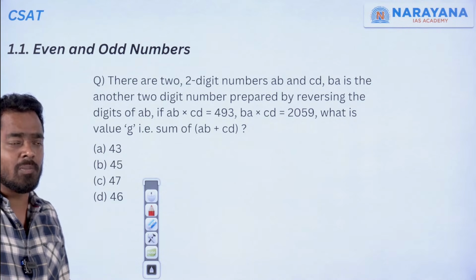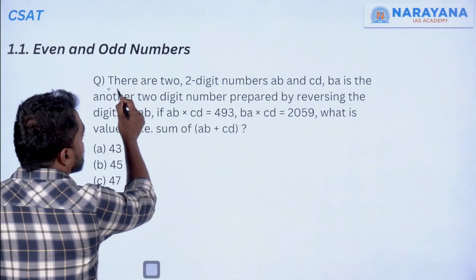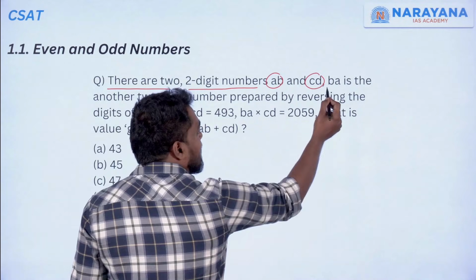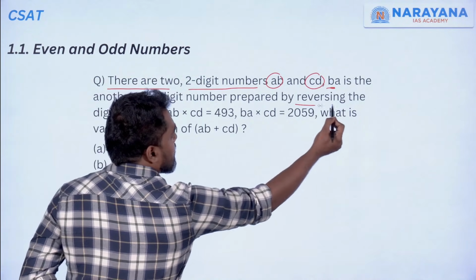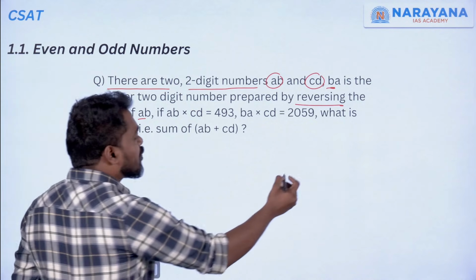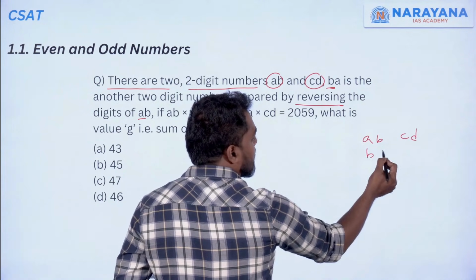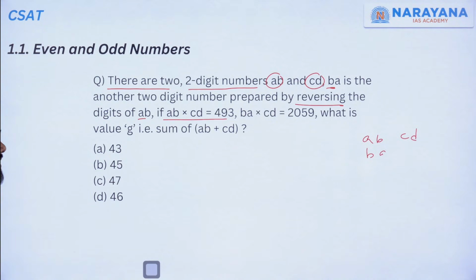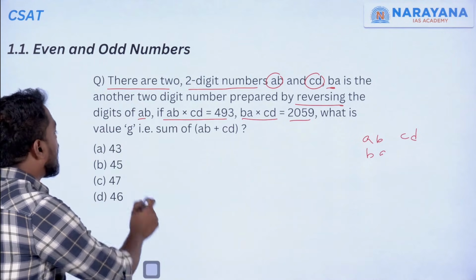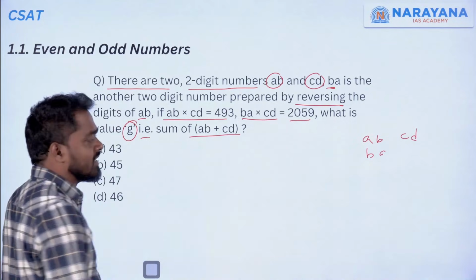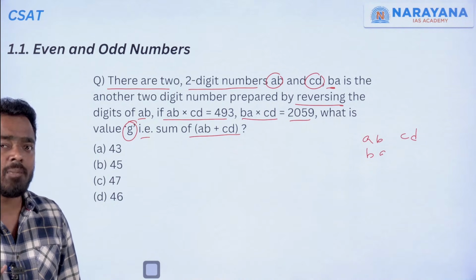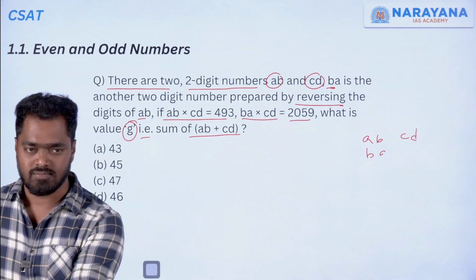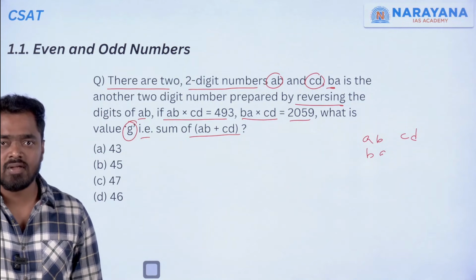So you can see the problem. There are two-digit numbers which are AB and CD. Next, BA is another two-digit number prepared by reversing the digits of AB. So there are two numbers AB and CD. Now BA is the reversal of AB. Now they have given one condition. If AB into CD is 493 and BA into CD is 2059, what is the value of Z, that is the sum of AB plus CD? Try to solve it. This problem can be solved using the properties of even and odd numbers. So take some time, try to solve the problem.